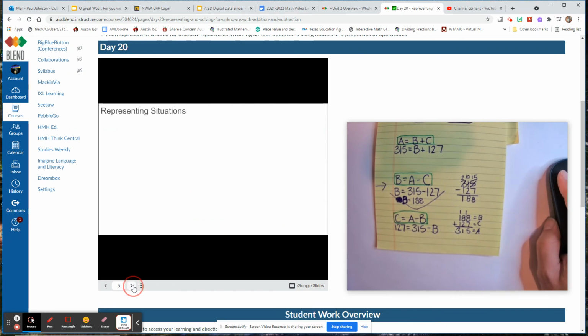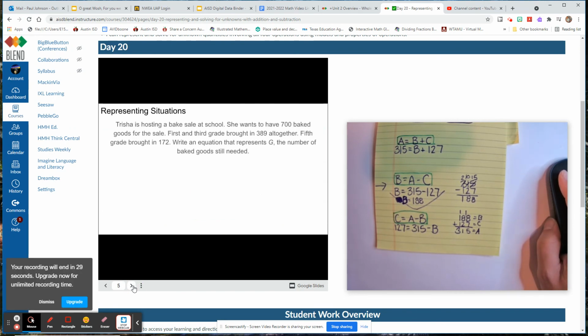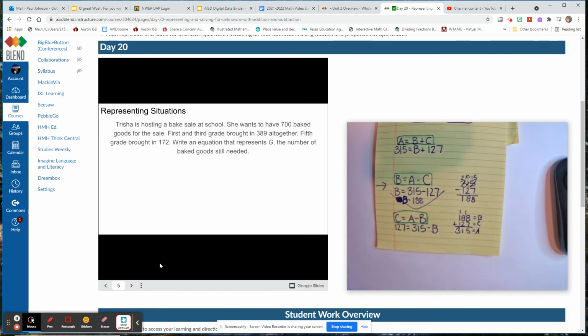All right, last slide. So you can also represent word problems in these situations. So this says Trisha is hosting a bake sale at school. She wants to have 700 baked goods for the sale. First and third grade brought 389 altogether. Fifth grade brought 172. Write an equation that represents G, the number of baked goods still needed. So we read it once. We'll come back and do Ruby's and finish it out.